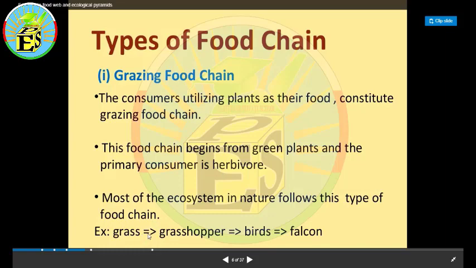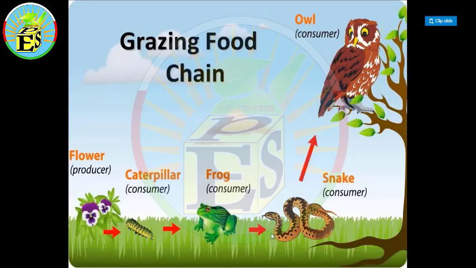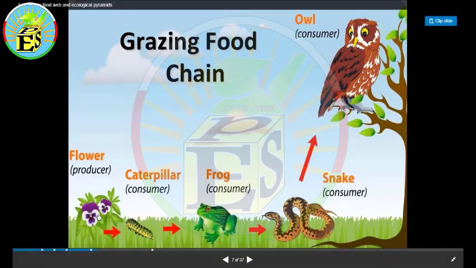For example, grass is being eaten by a grasshopper, and grasshopper is being eaten by birds. Bird is being eaten by falcon. This is one example. There are many more. So this is the picture of grazing food chain. For example, there is the flower. Caterpillar consumes the flower, and then caterpillar is being consumed by frog, and then snake is eating frog, and snake is being eaten by the hawk or the owl. So this is one example of grazing food chain.